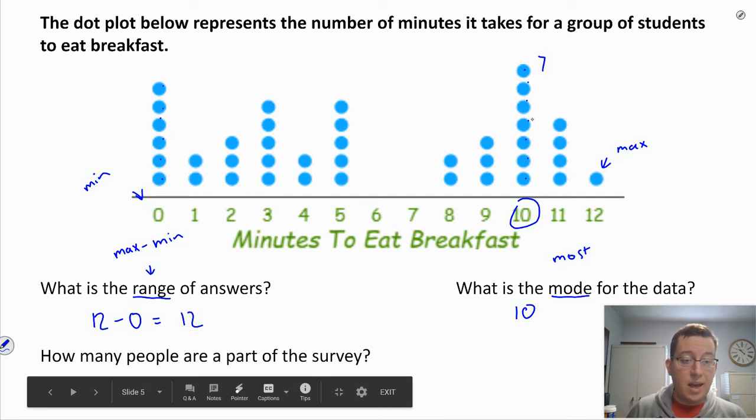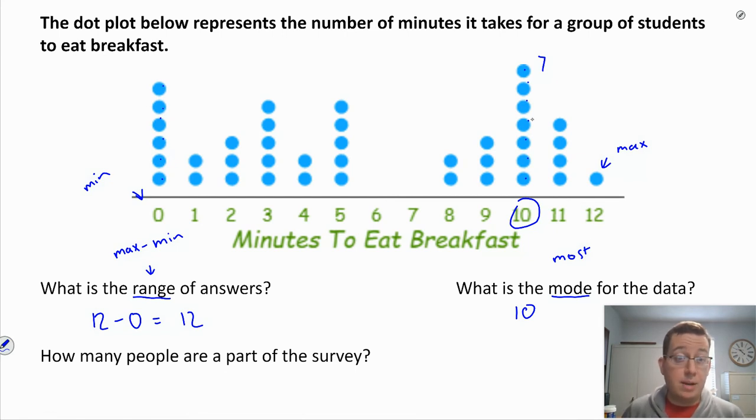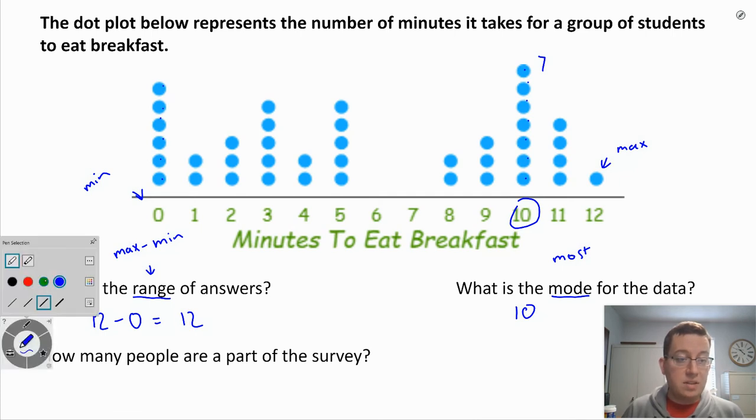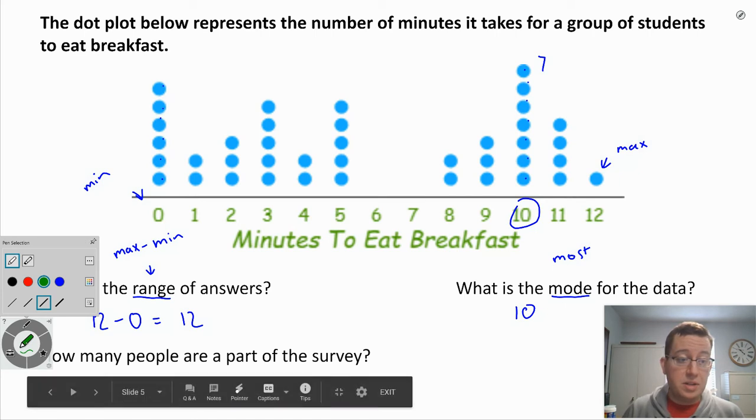Now the last question, how many people are part of the survey? This one sounds kind of weird, but we can figure it out from the data. If you remember, each one of these dots represents one person. So all I have to do is count how many dots there are. How many people are participating?